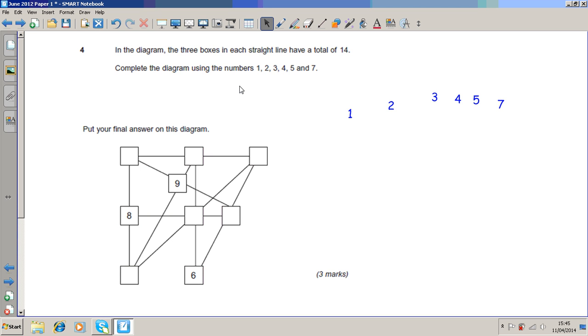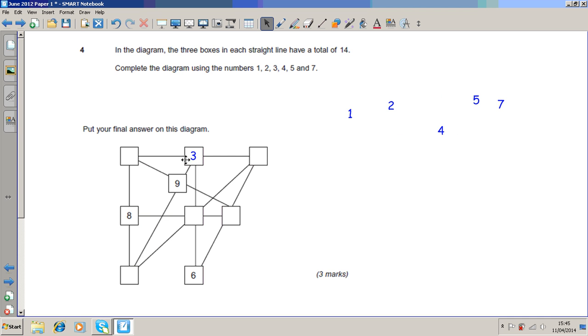This looks like trial and error to me, to be honest. In the diagram, the 3 boxes, 1, 2, 3, 4, 5 and 7 are left, and they add up to 14. I mean, immediately I'll be looking at the highest number and saying, well, 14. So this number here can't be a 5, because then this number here can't be anything. So if we go with 4 there, and then that'll be a 1 down here, will be fine. But then 6 add 4 is 10, and that'd have to be a 4 there as well, which is no good. So that can't be 4.